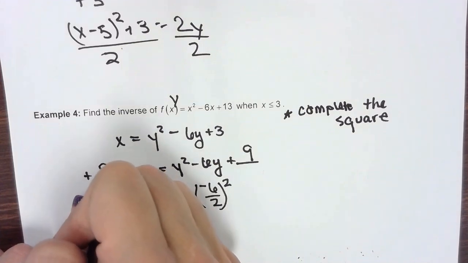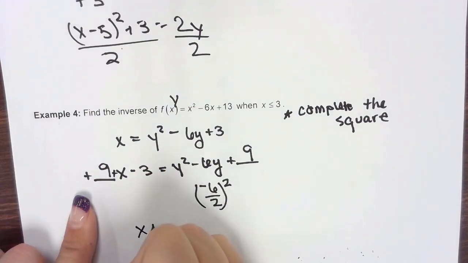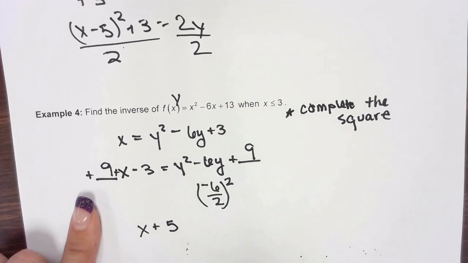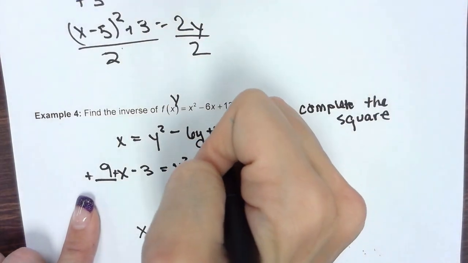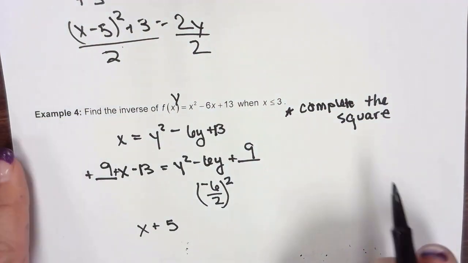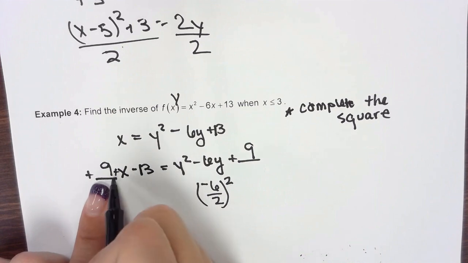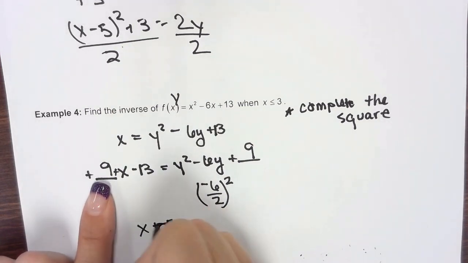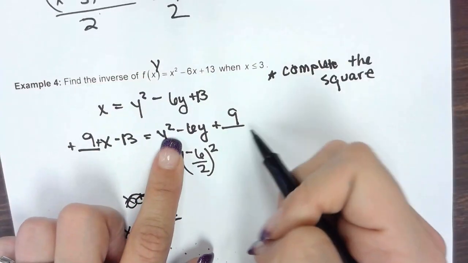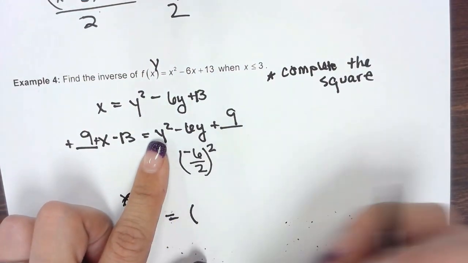I get x plus... Oh, I just realized I made a mistake, guys. Sorry, this should be 13, right? This should be 13. There we go. Sometimes I make mistakes too, right? So negative 13 plus 9 is negative 4. There we go. Equals.